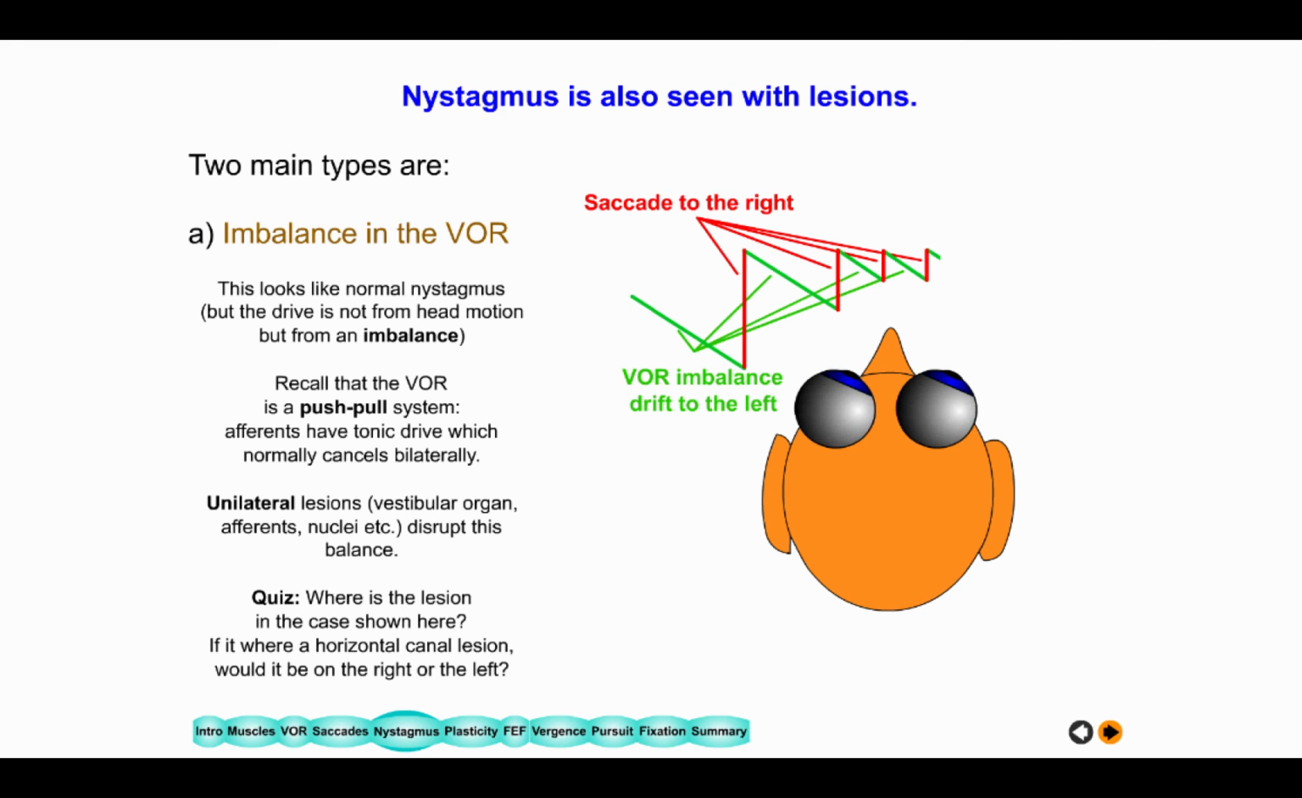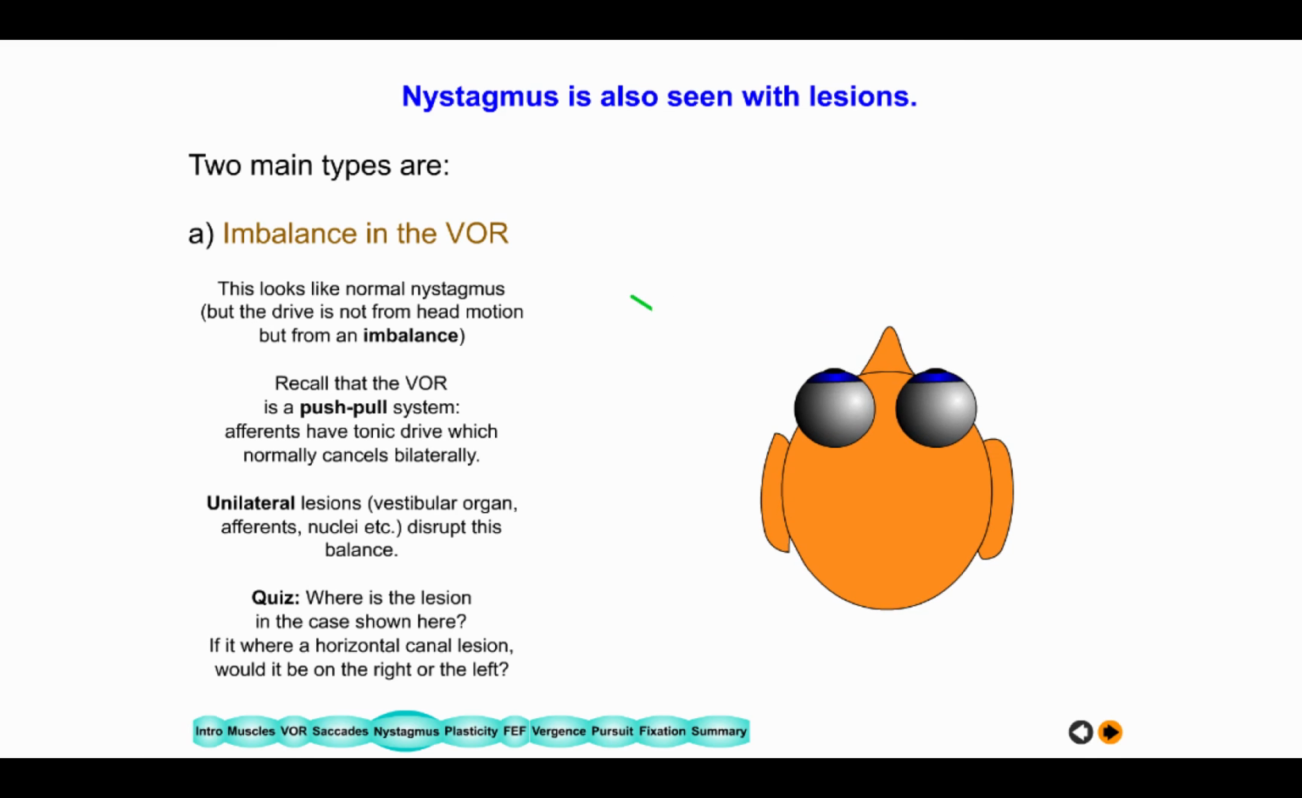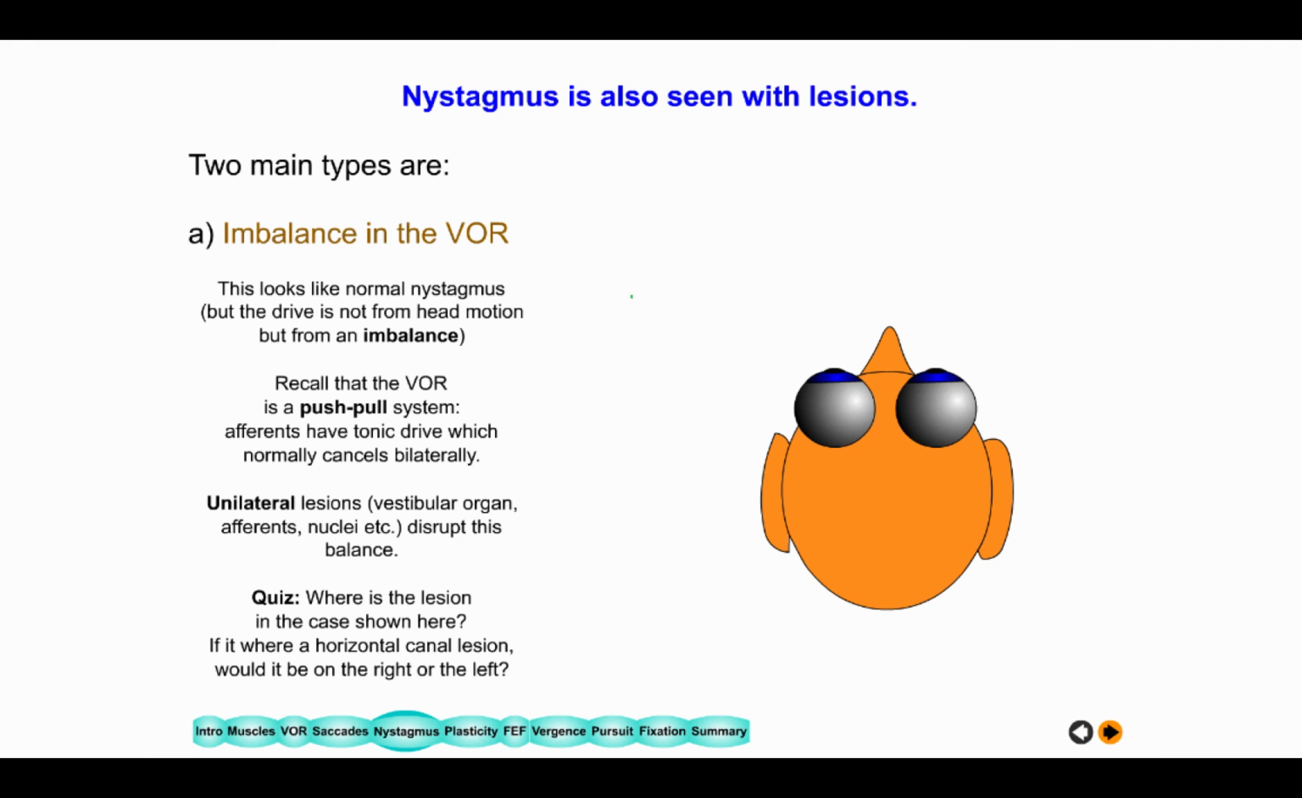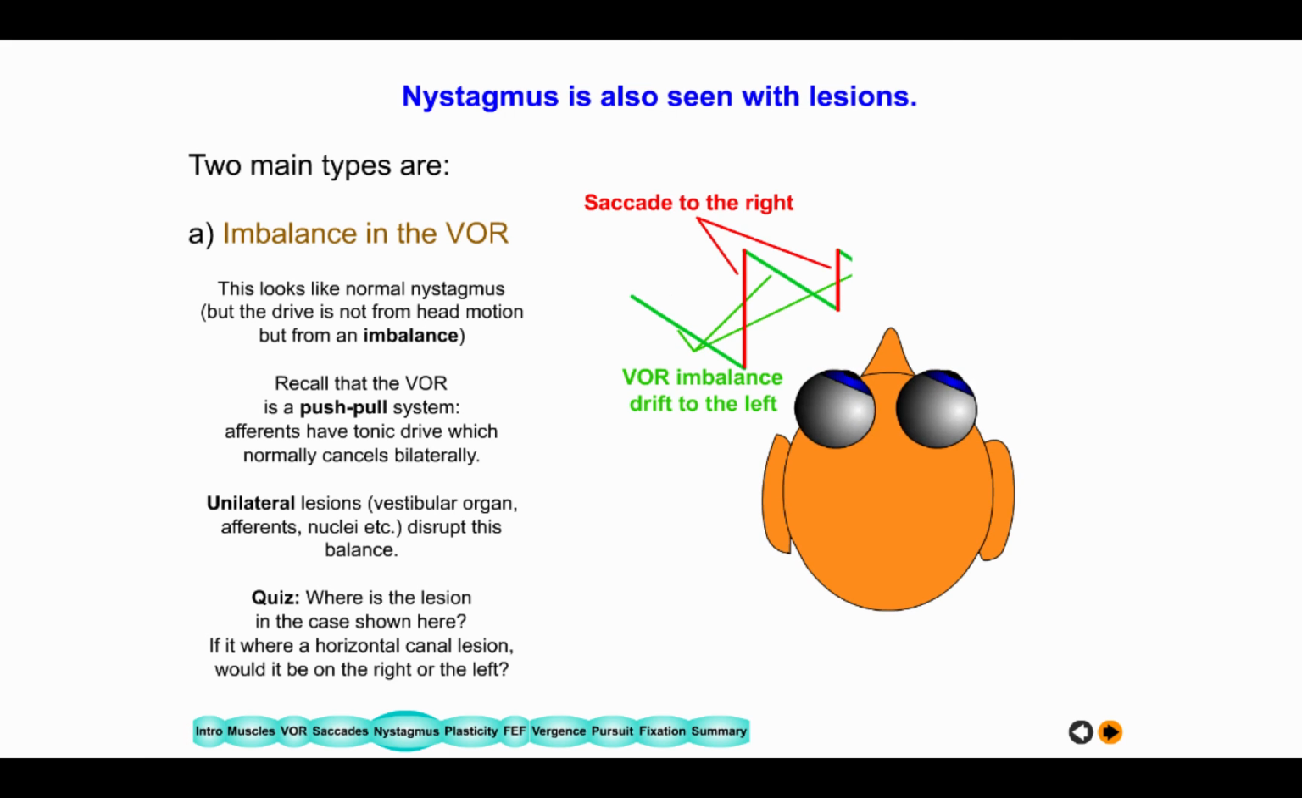Can anyone guess where the lesion is? So the eyes are turning horizontally, so it's a horizontal canal problem. Is it the canal on the right or the left that has been damaged? Can anyone guess? Anyone come up with a solution? Yeah? Which side is it? The right side?